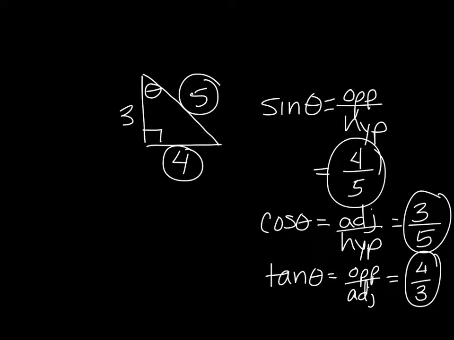Now that's a pretty basic look at trig functions. We can also look at some other things. So let's say I have a triangle here, and my angle, let's see here, I'm going to put an angle in there, 30 degrees. And let's say I know that this side right here, the opposite side, is 4, and I want to find the hypotenuse.